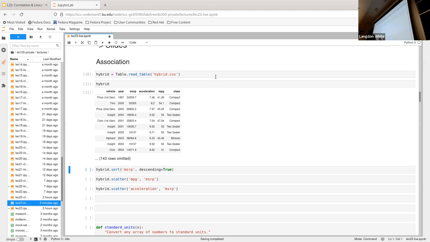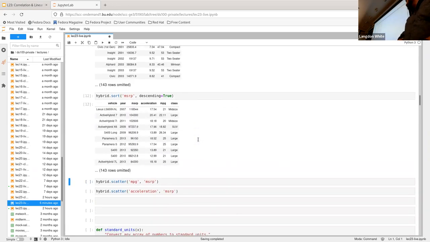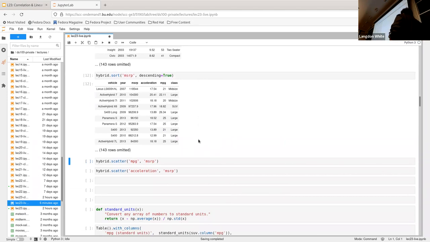And then we have the class, so the type of car in this, okay? Just to explain the data set a little bit, what we might want to look at is the price of the cars descending. Okay, so our most expensive car in here is this Lexus LS600, which is $118,000. And don't forget this data set is old, so that came out in 2007. So it's probably more than that now.